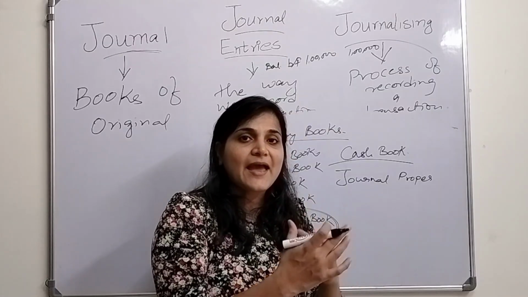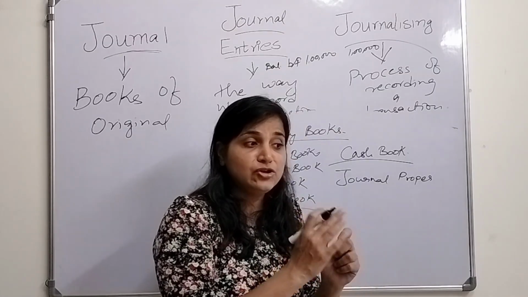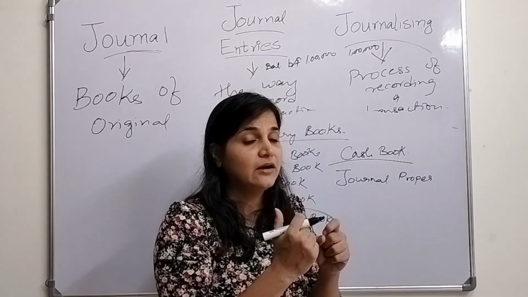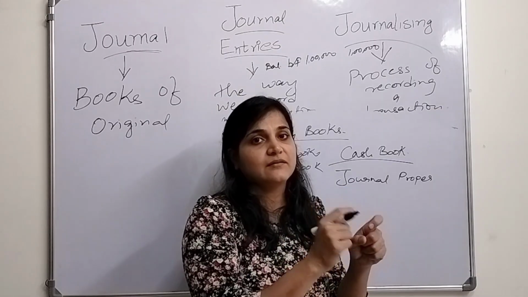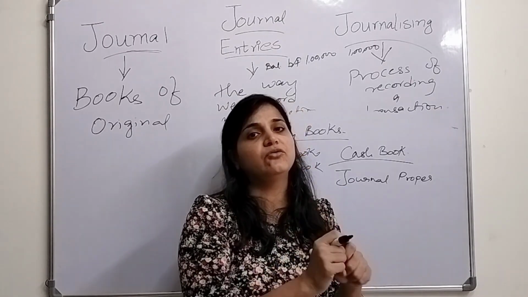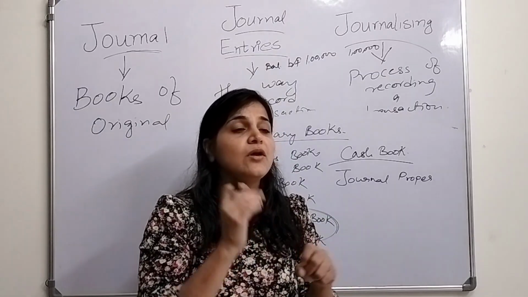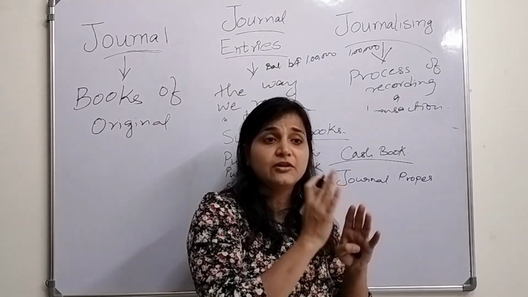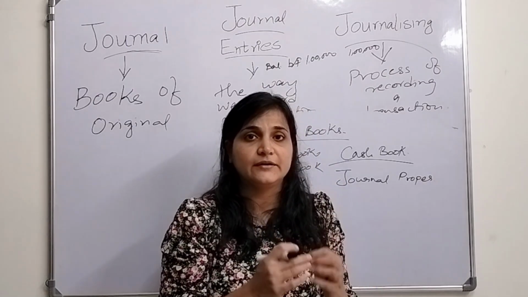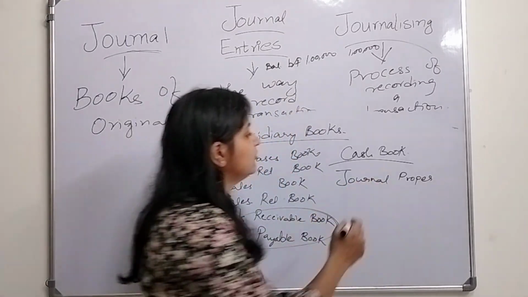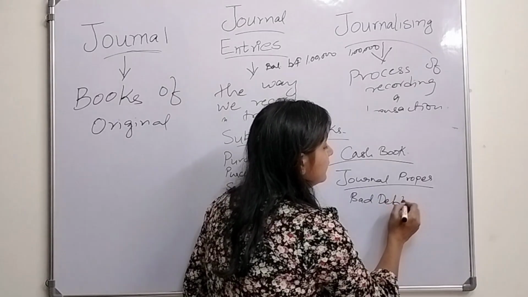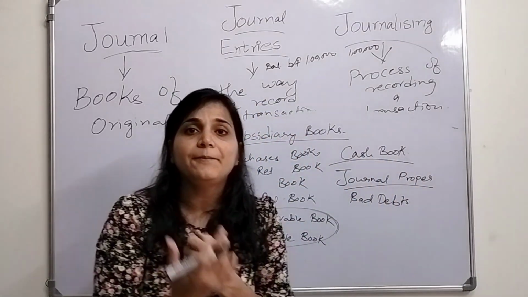Now I have to close my books. Okay, there's a concept called prudence. I know that this particular customer is not going to pay me the money. What I will do is write off that particular amount. Now that particular transaction I have to record. Where will I record it? In the journal proper. Okay, the bad debts.